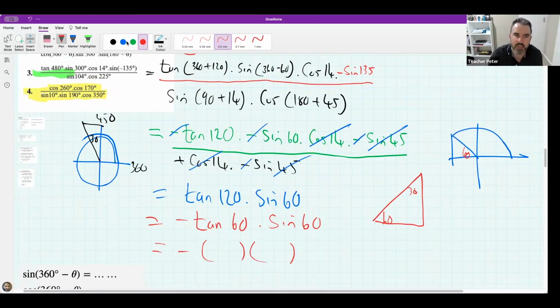Okay, and then what do we have? We have the tan of 60 is O over A, so root 3 over 1. And the sine of 60 is going to be O, so root 3 over H, which is 2. And root 3 over 1 times root 3 over 2. Well, root 3 times root 3 is 3. So this is 3 over 2.